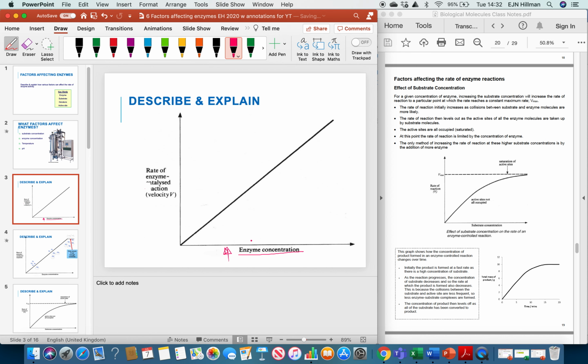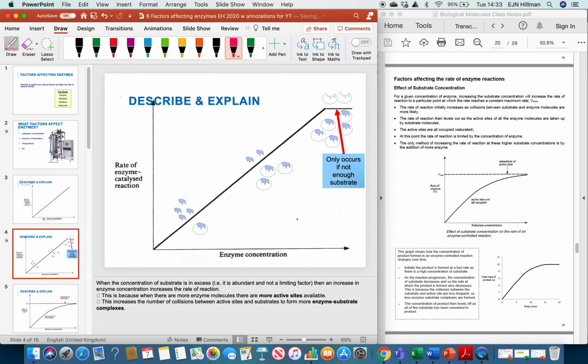To describe this trend, we can see that as the enzyme concentration increases, so does the rate of the reaction. So we have a directly proportional and positive correlation between enzyme concentration and the rate of the reaction. That would be our description. To explain it, we need to think about what's actually taking place.